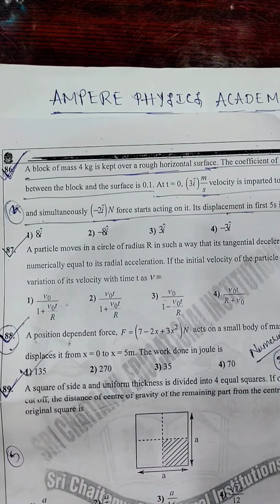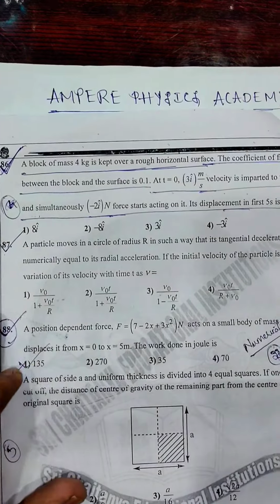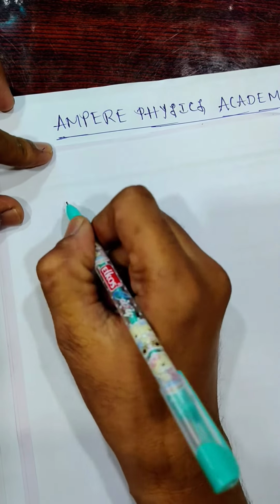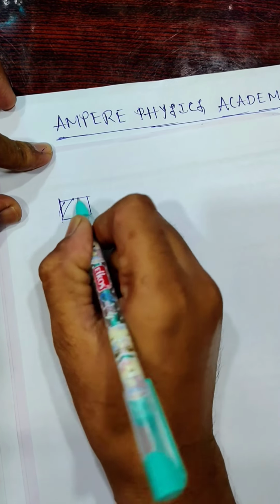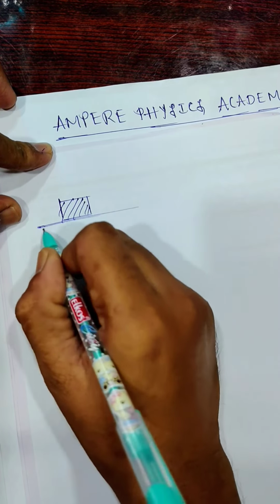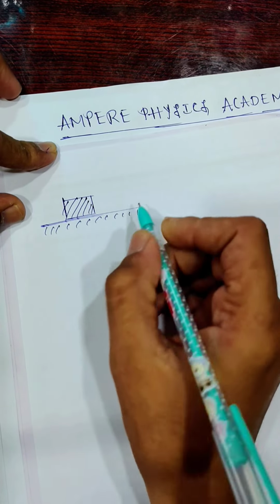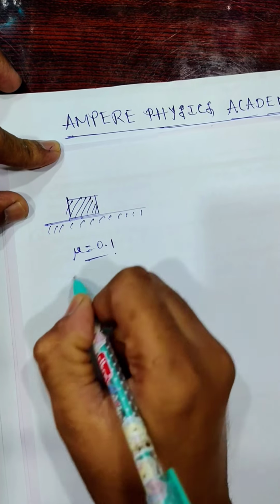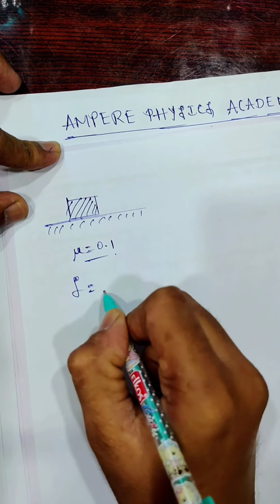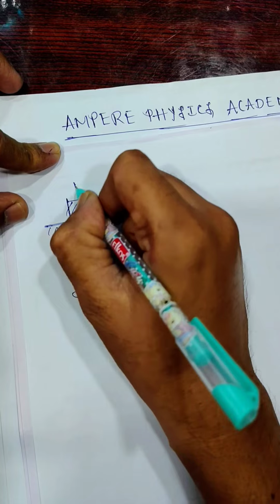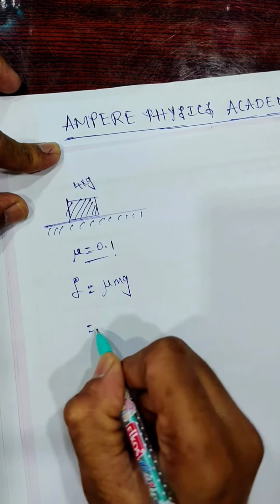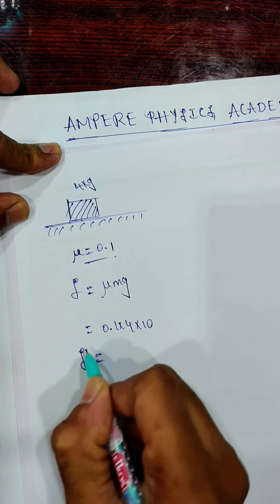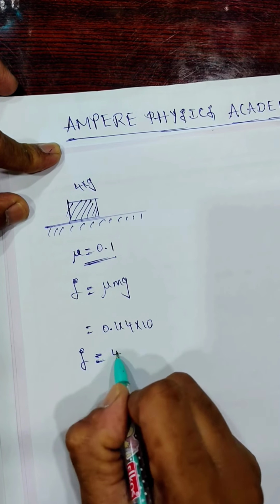So we are going to solve this one. We need to find the displacement in the first 5 seconds. Here we have a block placed over a rough surface. The coefficient of friction is mu equal to 0.1. Now let's find the frictional force acting on the block. F equal to mu mg. The mass of the block is 4 kg. F equal to 0.1 into 4 into 10. So the frictional force acting on the block is 4 newtons.